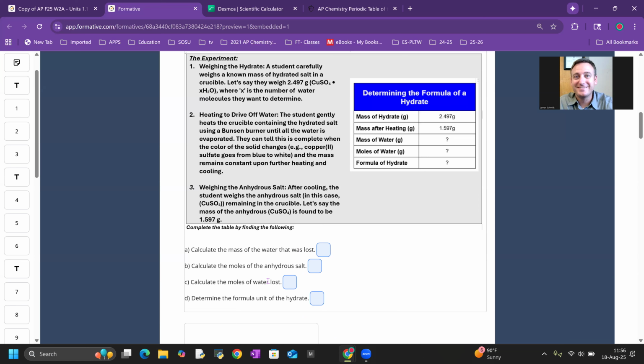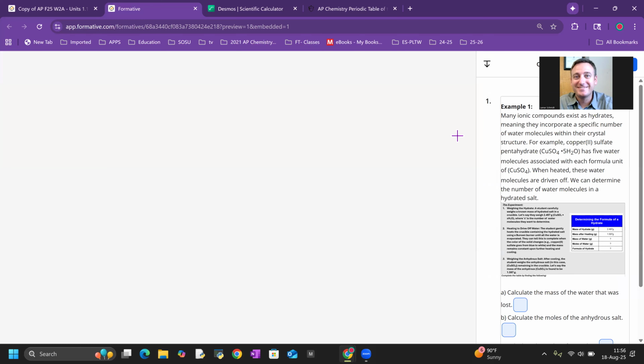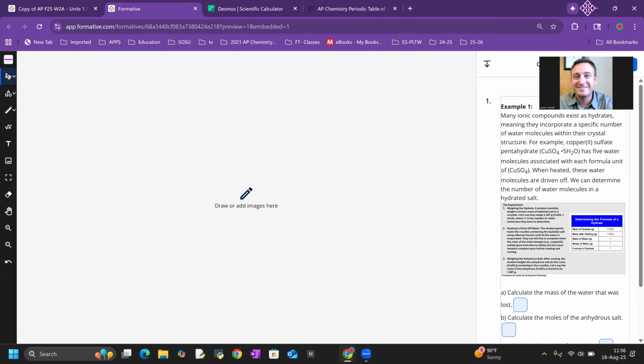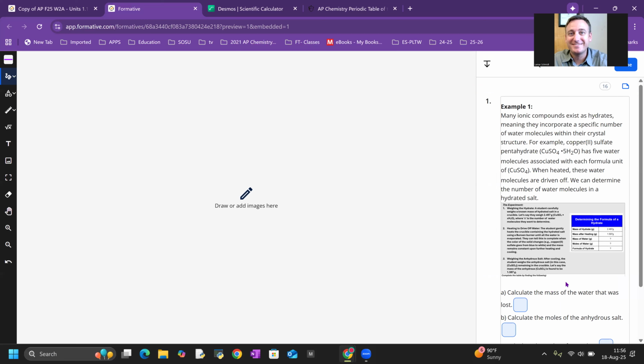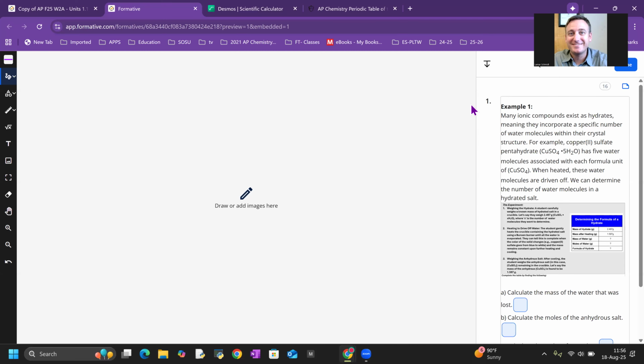So this is actually fairly easy, because this first part, we're going to go into show your work. And what we see here is that we need to calculate the mass of the water. Well, we have the mass of the hydrate, and then we have the mass after heating. This is the mass of the hydrate. It has water. This is the mass of the anhydrous salt without water. So the difference in these two values is the mass of water.